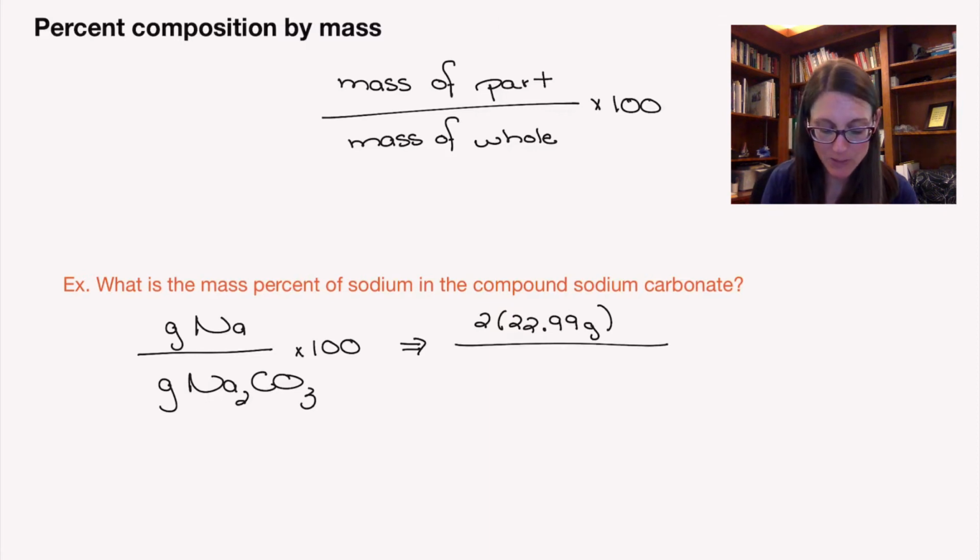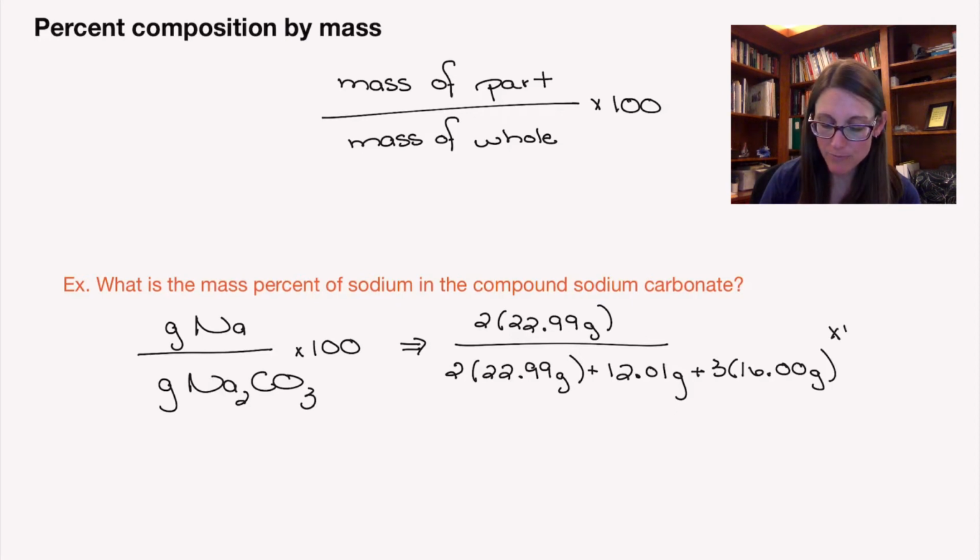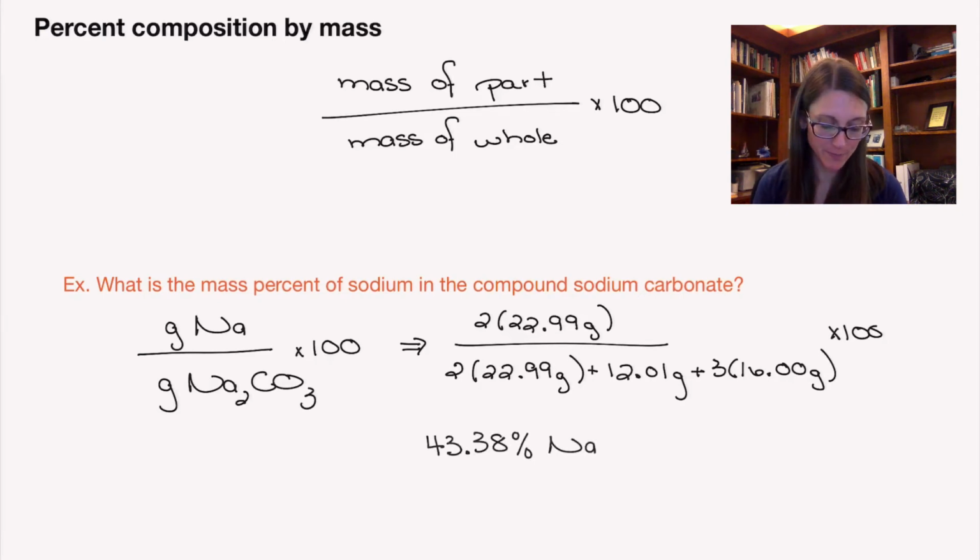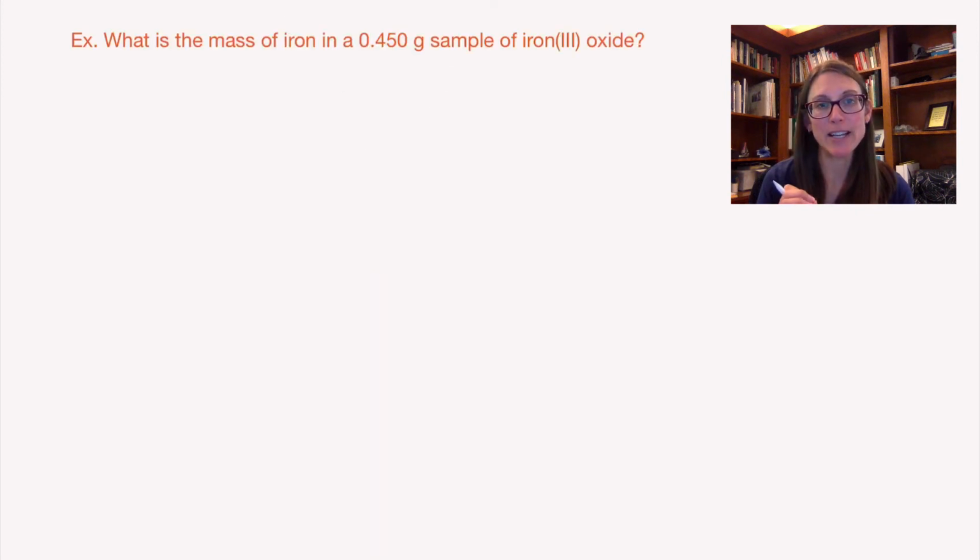And then I will divide this by the total mass of the compound, where I add up all the pieces. And so my molar mass is the 2 sodiums, the carbon, and 3 oxygens. And I'll take that fraction and then multiply by 100. When I do that, I get 43.38%. So finding the mass of a particular element in a compound is one thing that you will see often done with percent composition. You can take that same idea and use percent composition as part of a larger problem.